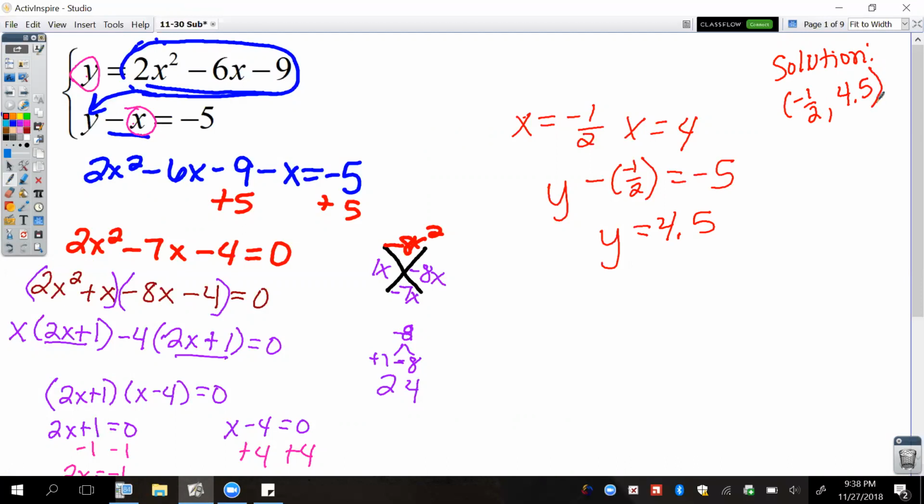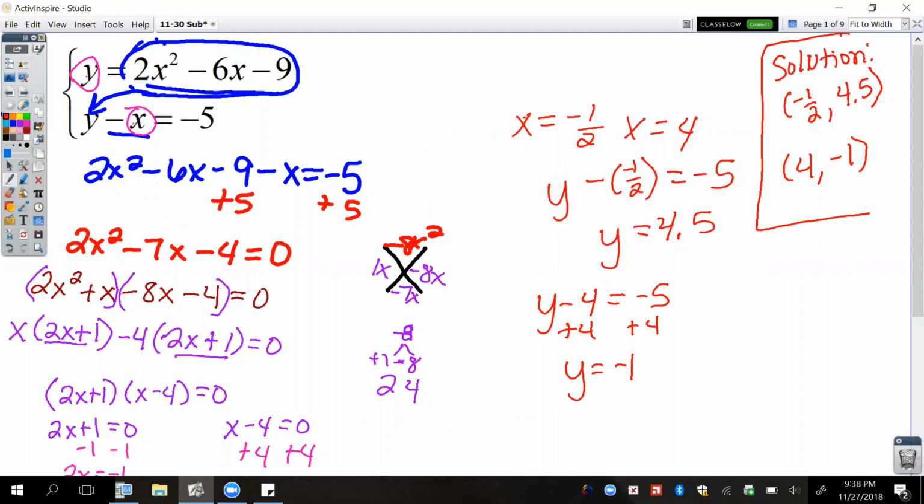We can use a decimal, so if you didn't have negative 1/2, negative 0.5 works as well. The other one is going to be y minus 4 equals negative 5. I'm going to add 4 to both sides. So y equals negative 1. So my other solution is 4, comma negative 1. And then this is my answer right here.